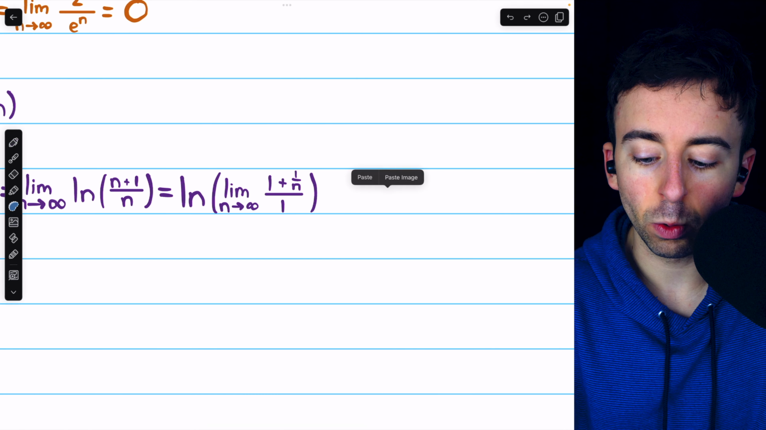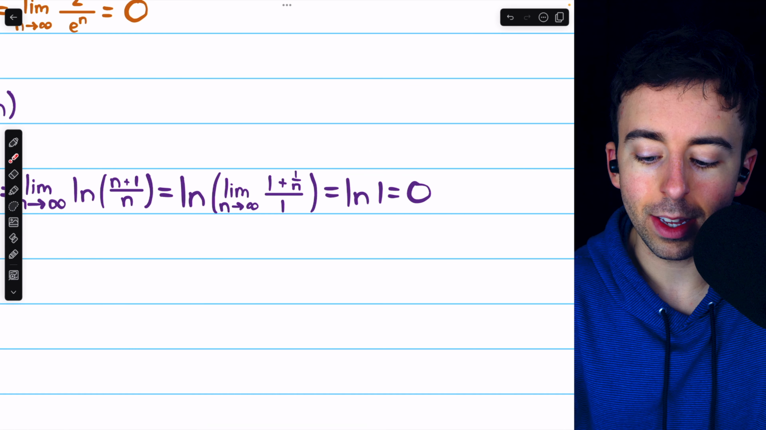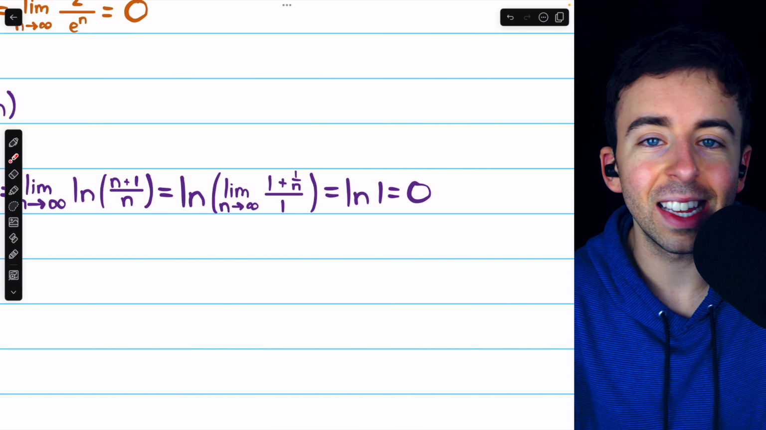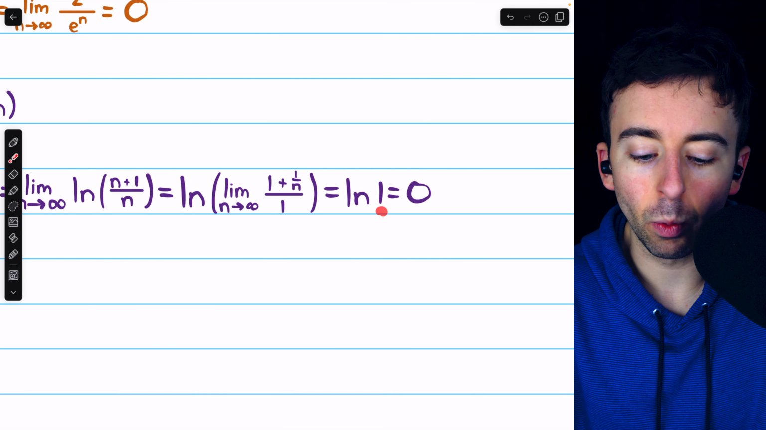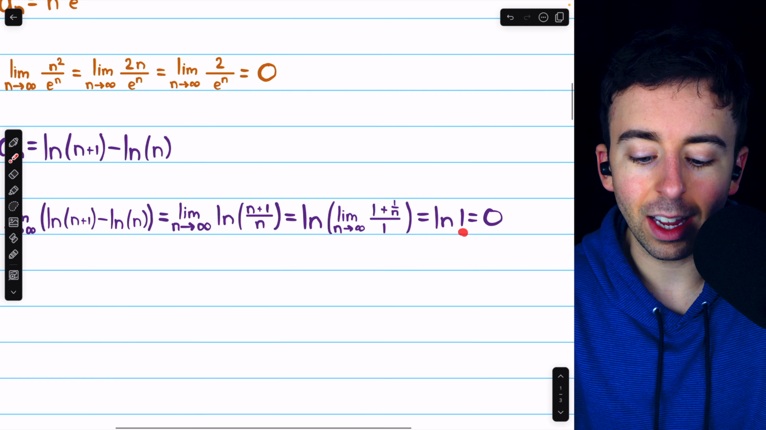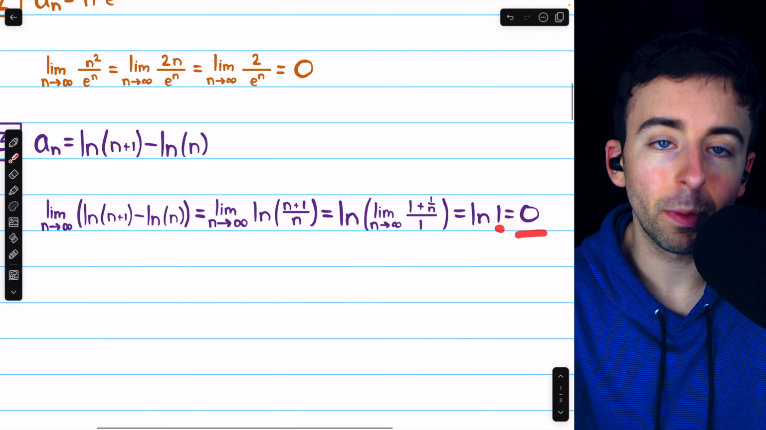So this is the natural log of 1, which we know to be 0, because we must raise e to the power of 0 to get 1. So this sequence too is convergent, and it has 0 as its limit.